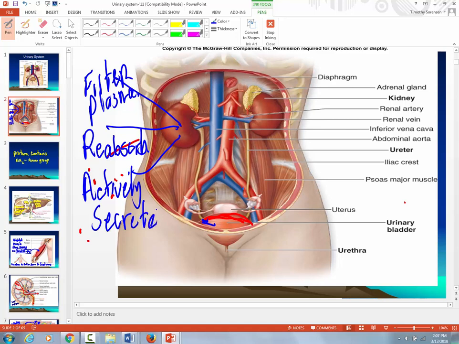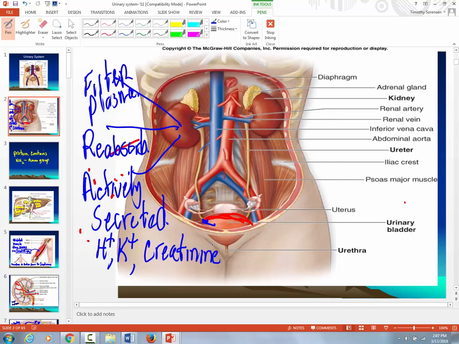I'm just going to tell you this. The things that have to be actively secreted, actually three things, are hydrogen ions, potassium ions, and creatinine.